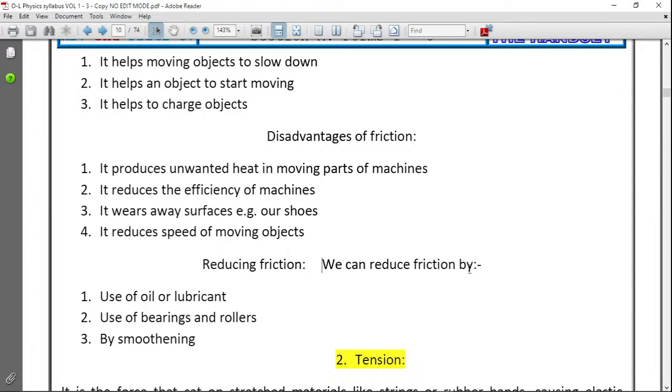We can reduce friction by using oil or lubricant, by the use of bearings and rollers, and we can also reduce friction by smoothing.